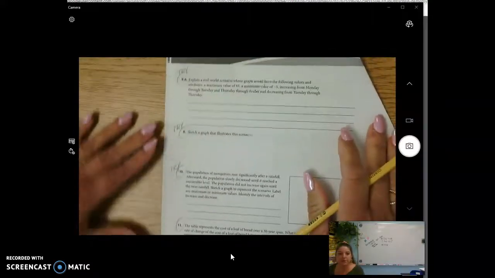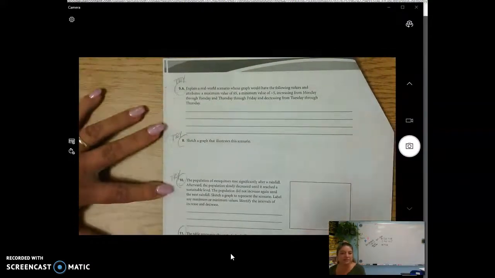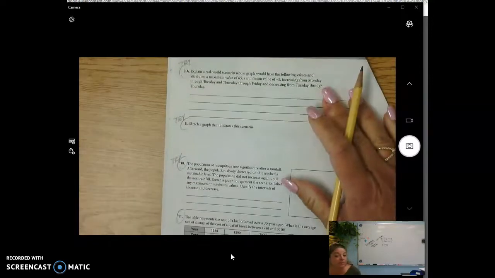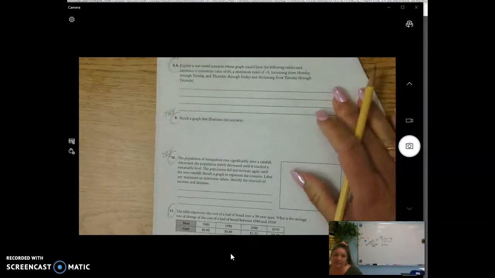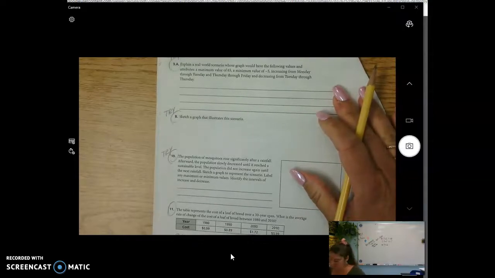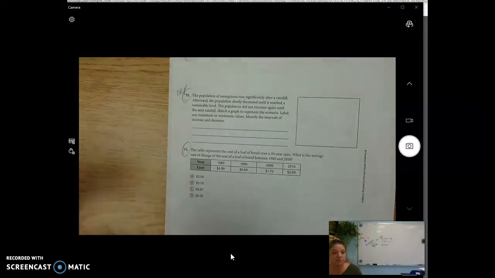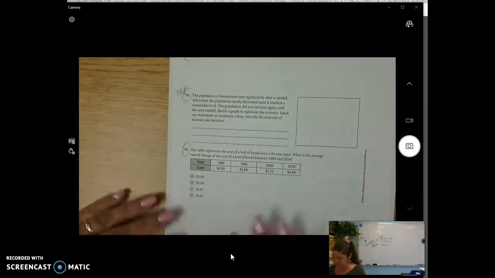Numbers 9 and number 10, I just want you to try. Try. That's all that I ever ask. I just want you to read it and try it and see what you think. If you leave it totally blank, that's going to get a point off. So I definitely want you to try. Number 11, you're definitely going to do. You're just finding the slope.